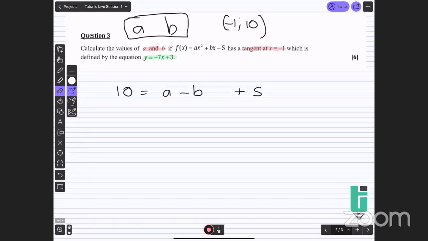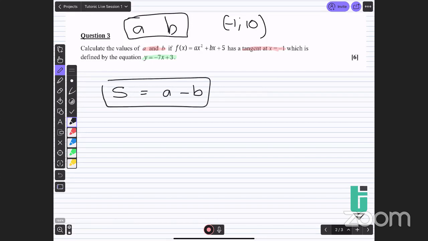This will save you a lot of time in your exams if you don't rely so much on the calculator. So a minus b equals 5. That's your first equation. Now, what's the second piece of information? Can't you find the derivative? You mustn't ask me. I want you to tell me.